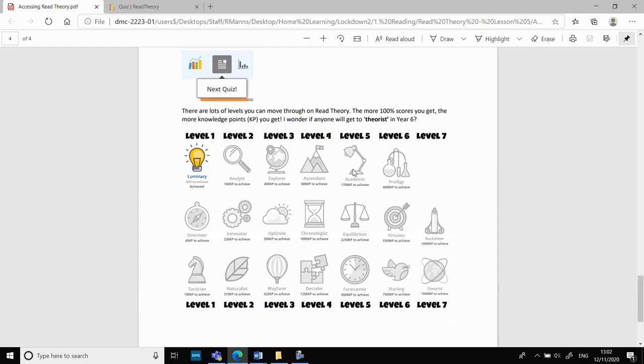Now, there are lots of levels you can move through on Read Theory. The more 100% scores you get, the more knowledge points you get. I wonder if anyone gets to Theorist in Year 6. So there's lots of levels. You start on Luminary. I need to get 45 knowledge points to get to Orienteer, 100 knowledge points to get Tactician, and so on. My challenge to you in Year 6 is, it'll be interesting to see after today who's on the highest amount of knowledge points and how many 100% they get.